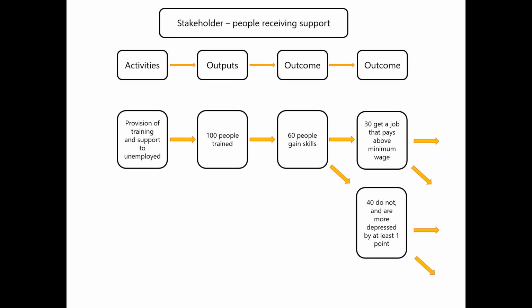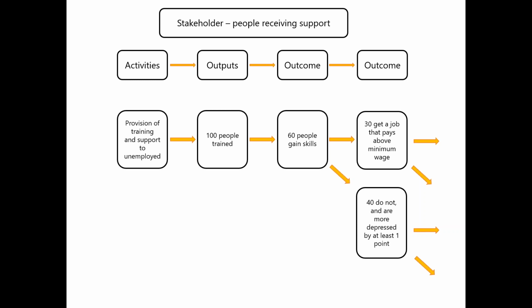Of those people that do not gain new skills, the remaining 40, again, the indicator being the short Warwick and Edinburgh mental well-being scale, we have a threshold that we are targeting people will not become depressed by more than a single point on the Warwick and Edinburgh mental well-being scale. Again, the central importance of target setting is being able to hold ourselves to account. If we find subsequently that less than 30 people get a job, we can start to look at our activities and see how we can improve them. If more than 40 people become depressed, if 40 people become depressed by more than 1 point on the particular indicator, again, we can hold ourselves to account.